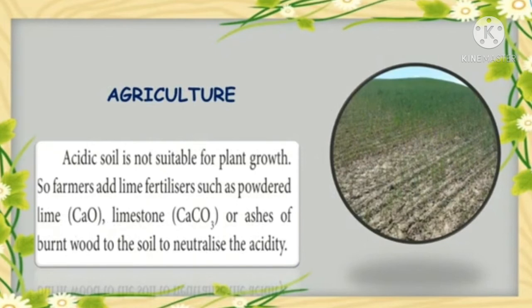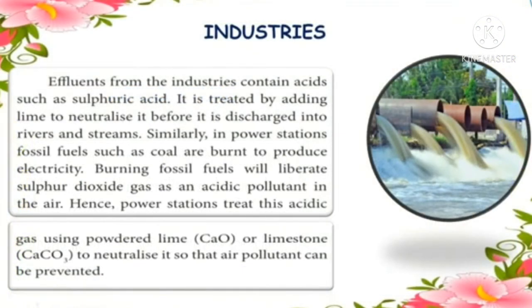Agriculture. Acidic soil is not suitable for plant growth. So farmers add lime fertilizers such as powdered lime CaO, calcium oxide, and limestone CaCO3, or ashes of burnt wood to the soil to neutralize the acidity. Industries. Effluents from the industries contain acids such as sulfuric acid. It is treated by adding lime to neutralize it before it is discharged into rivers and streams.